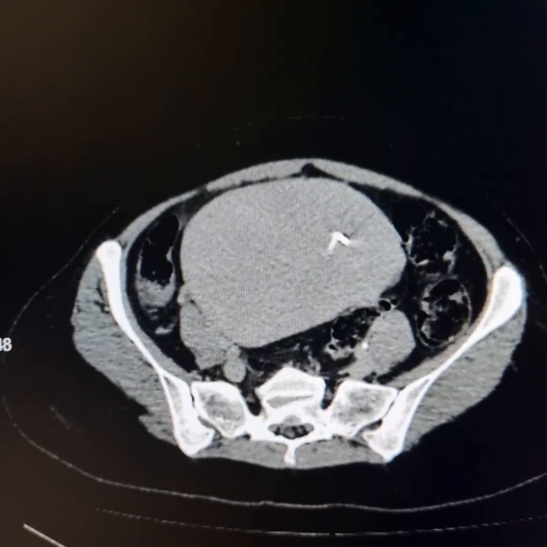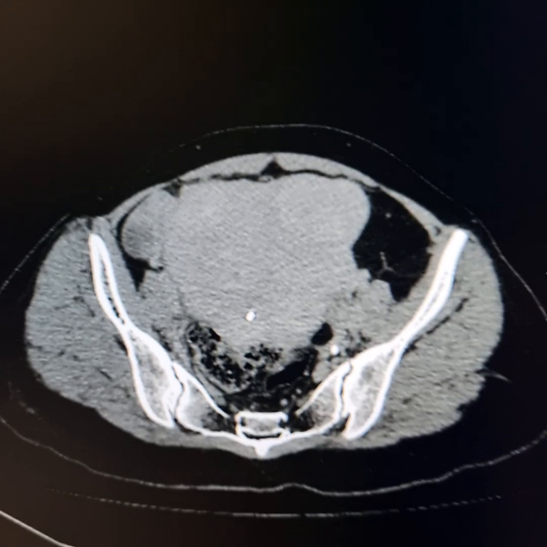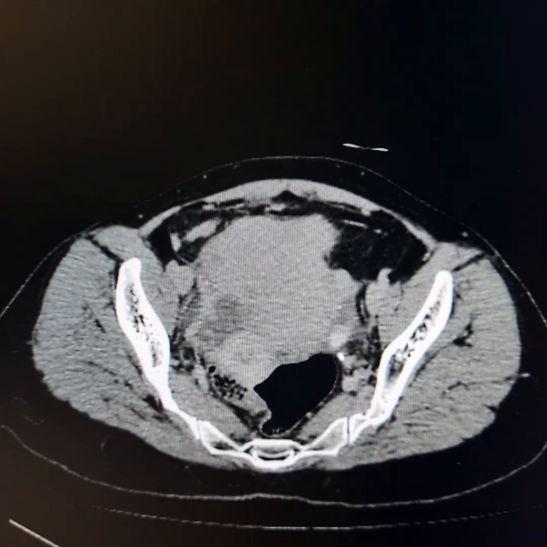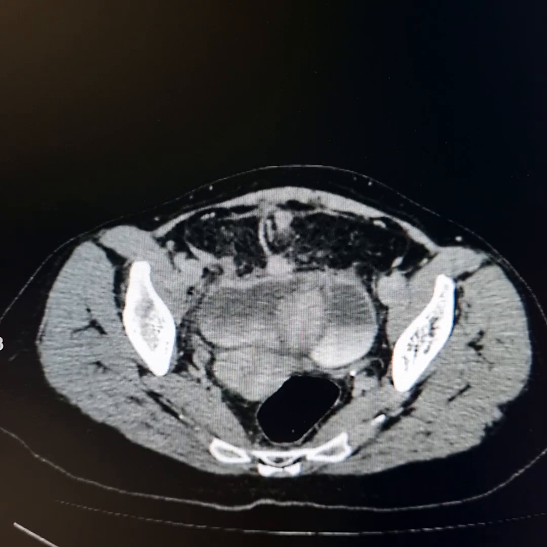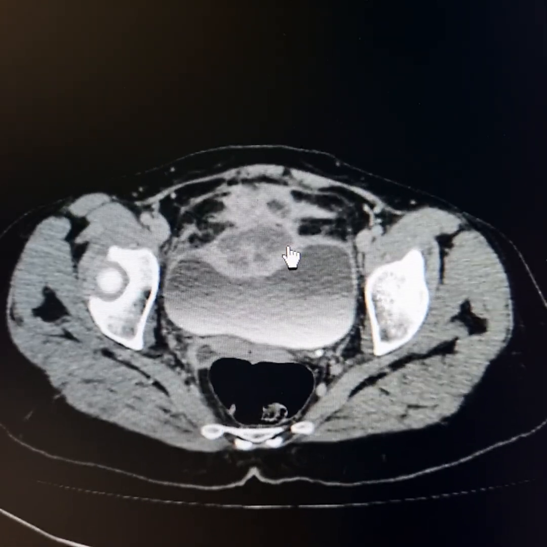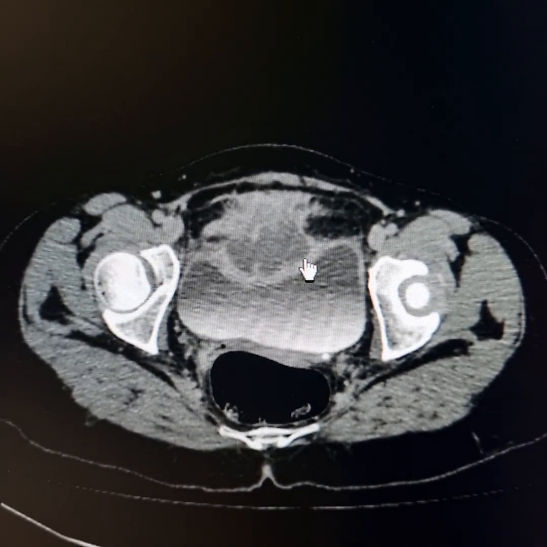This is a delayed scan. Two intrauterine contraceptive devices, multiple intramural uterine fibroids. Urinary bladder is opacified by the contrast medium, and this is the abscess in the space of Retzius.